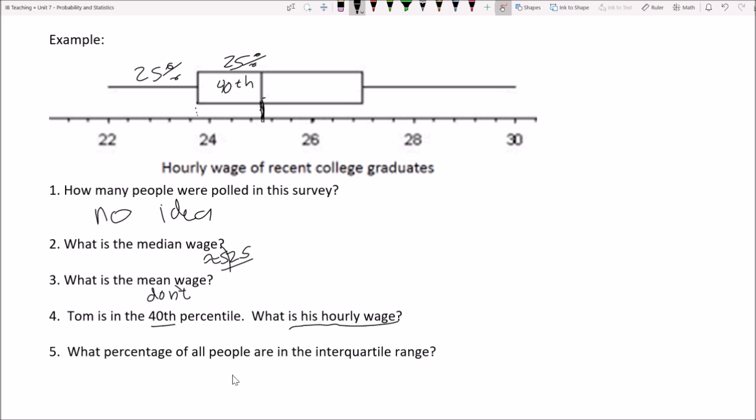And then what percentage of all the people that were polled are in the interquartile range? By definition of the interquartile range, it's taking the people in the boxes. So that's a grand total of 50%. That does not depend on the context. That's always true for this type of representation.